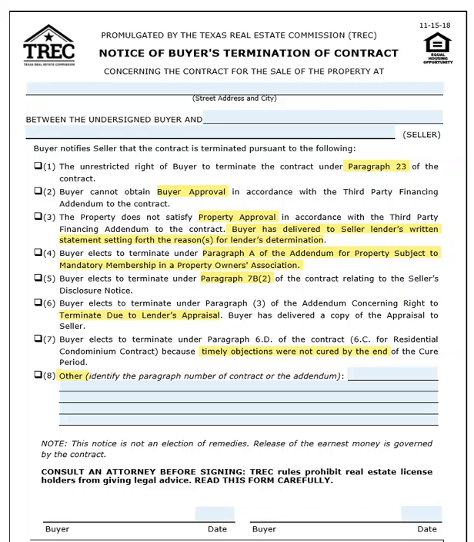I'm Ann LaCusta and I'm your broker, and this is a new version of the Buyer's Termination of Contract. It is mandatory to use this new version as of March 1st, 2019.